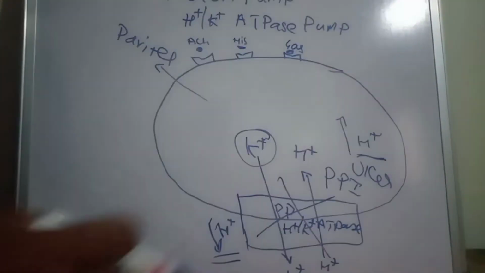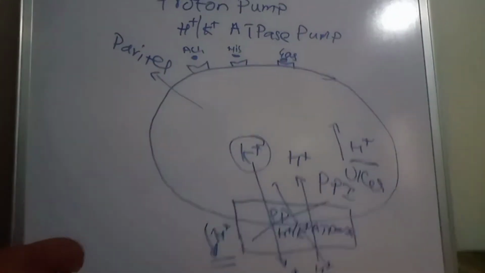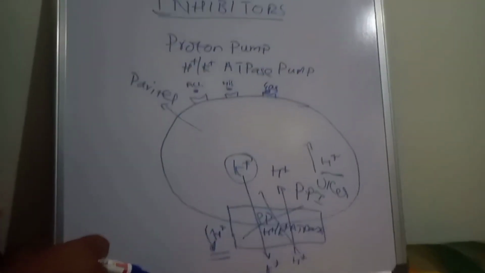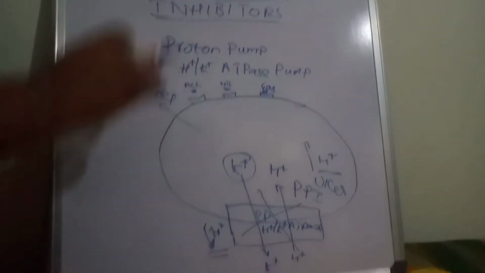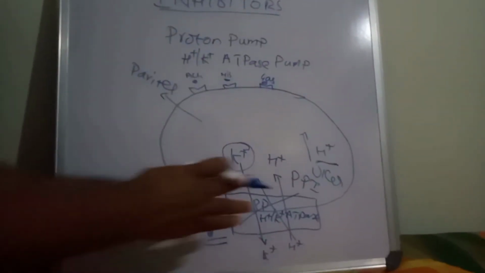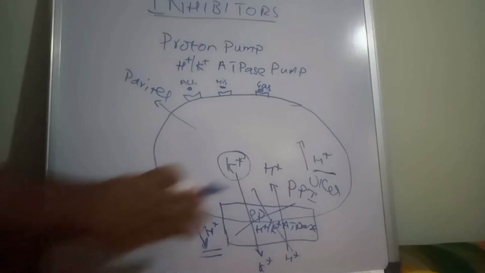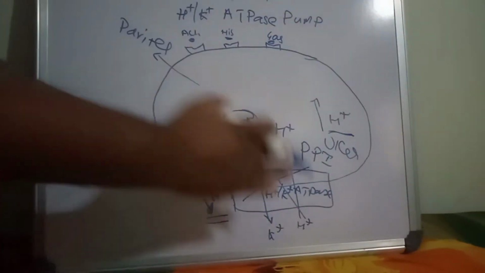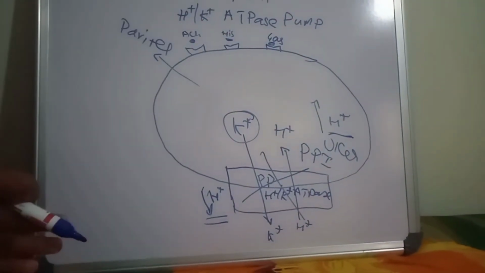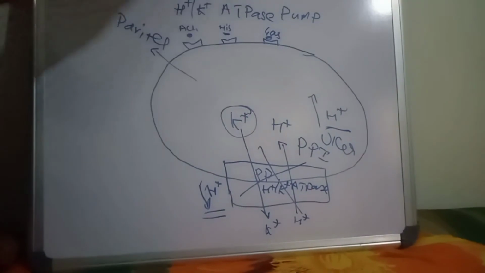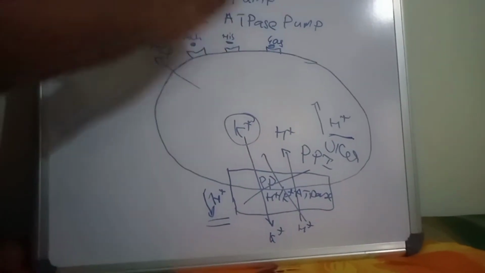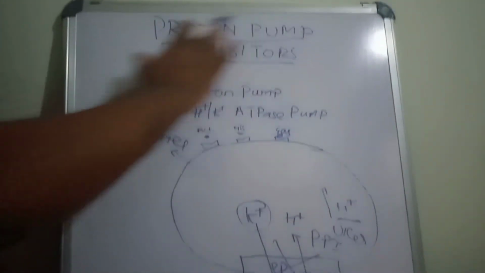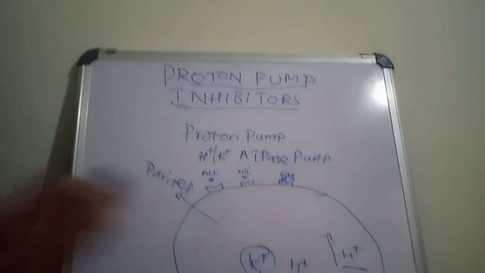So proton pump inhibitors like omeprazole, pantoprazole, lansoprazole, esomeprazole, all these prazoles will inhibit the proton pump or hydrogen potassium ATPase pump, thereby preventing the influx or pumping of H plus ions inside the stomach. This is the overall understanding of the mechanism of proton pump and proton pump inhibitors.